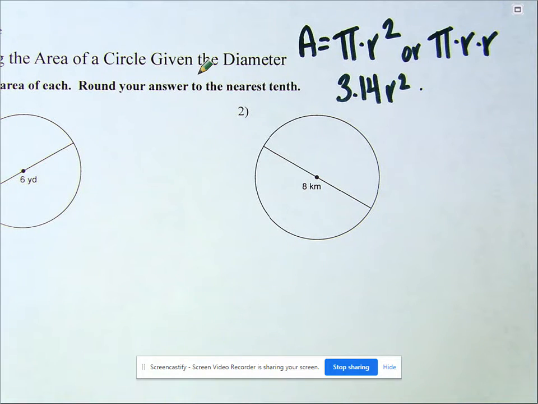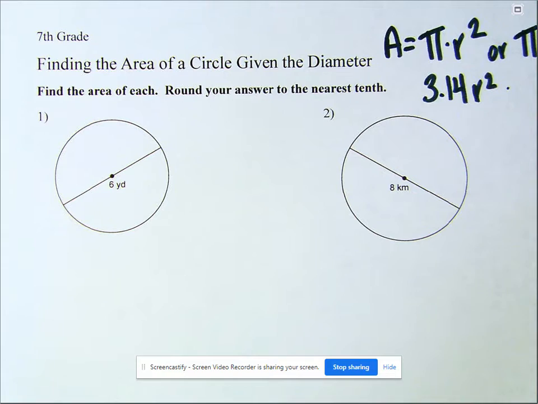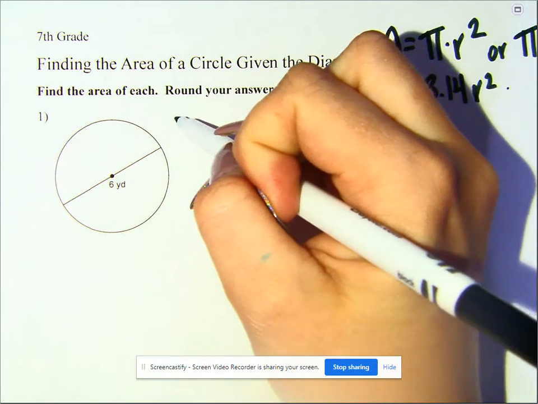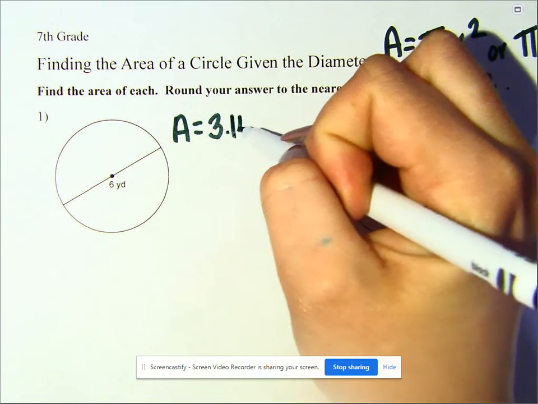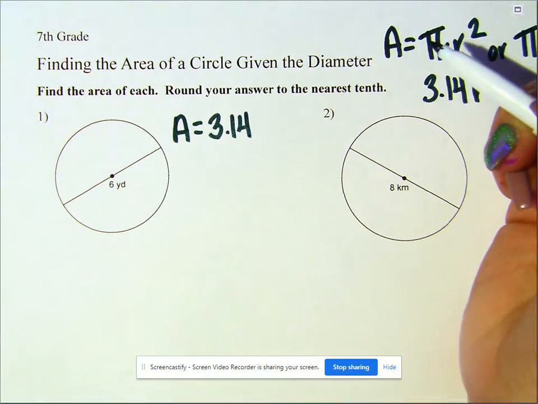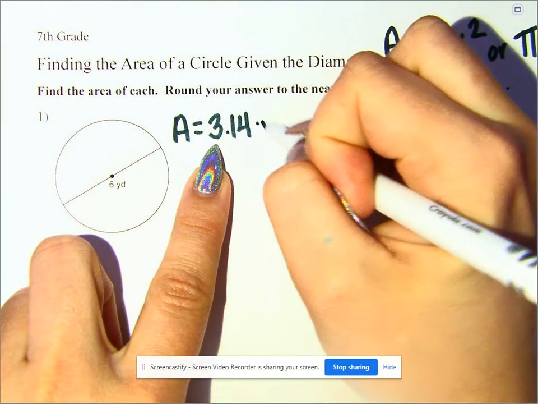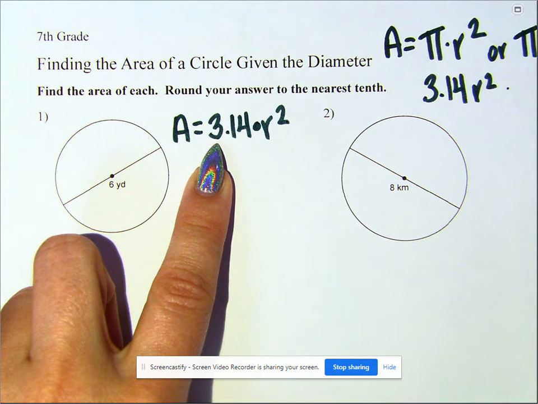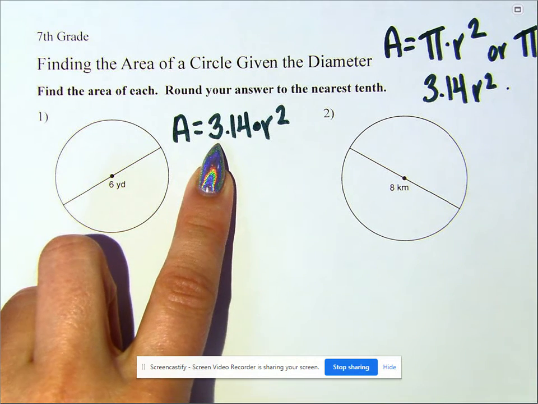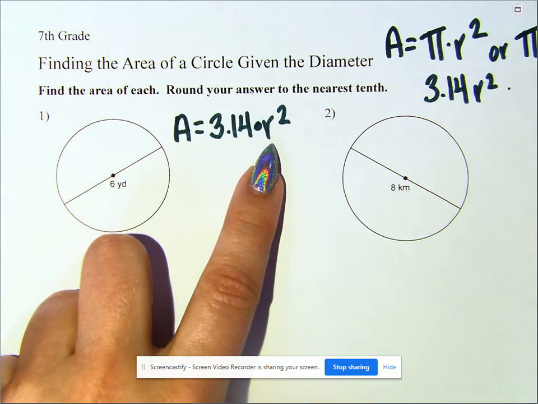And we're going to go over number 1 using that particular formula. So again, our formula is area equals, I'm going to go ahead and plug in 3.14 instead of pi. So 3.14 times radius squared. I'm going to use the dot for multiplication instead of an x so I don't get that confused with a variable or a letter. As I can see, my formula uses r, which is radius.